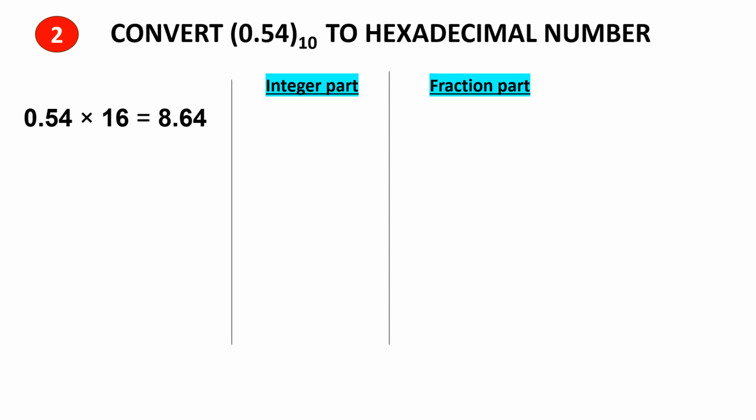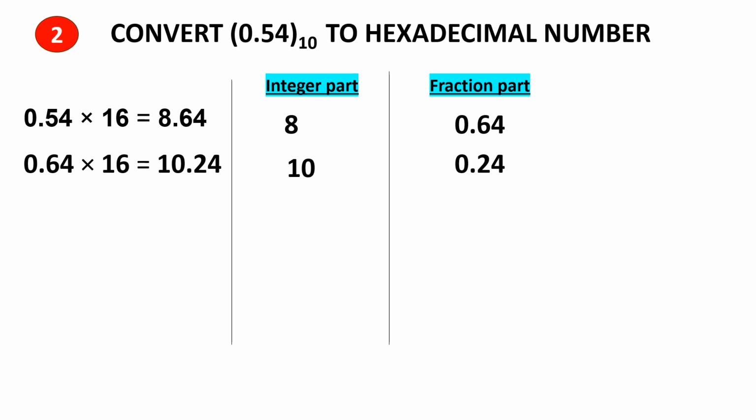So here we start with 0.54 times 16, which is equal to 8.64. So 8 is the integer part and 0.64 is the fraction part. Again take 0.64 and multiply by 16, we get 10.24. So 10 is the integer part and 0.24 is the fraction part. Again take the fraction part 0.24 and multiply by 16. So we get 3.84. 3 is the integer part, 0.84 is the fraction part.